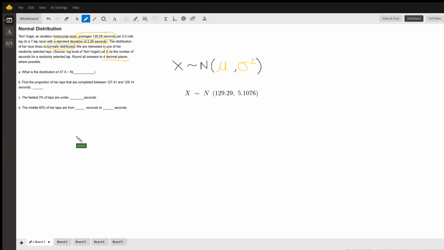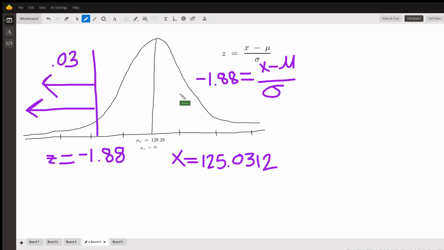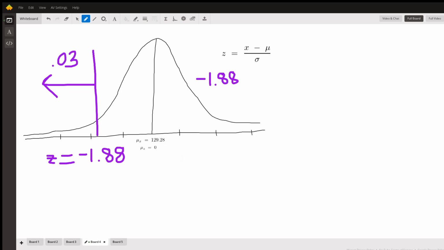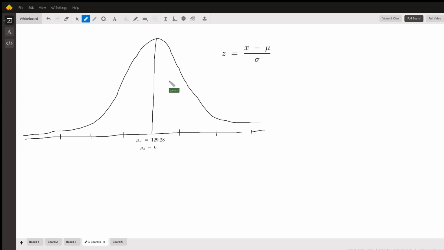And now let's look at this last one. The middle 60% of laps. I'll use the same chart here for this one. Because this is a normal curve, and it's the same on both sides, when we say middle 60%, we're going to refer to 30% on this side, 30% on this side.